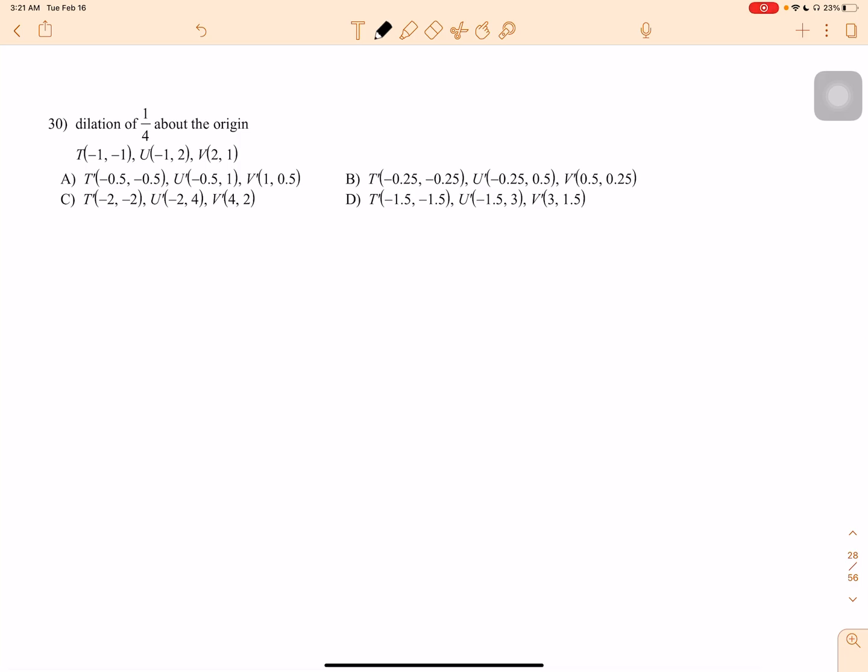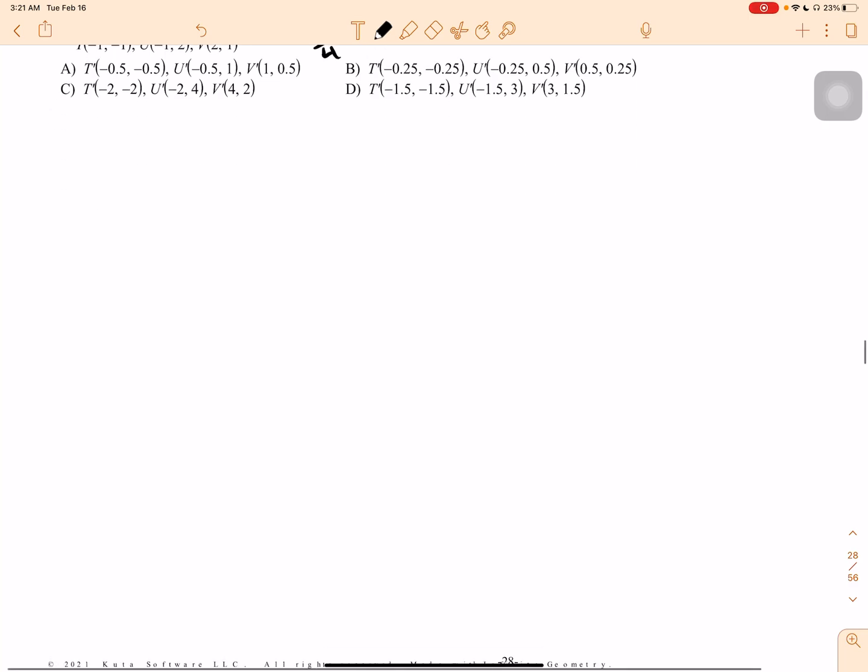So these here, what you would do is multiply. So you could either multiply it by a fourth or by 0.25. They're the exact same thing. They are equivalent. So most students like to do it by 0.25.